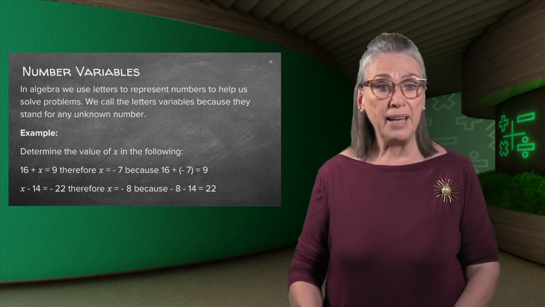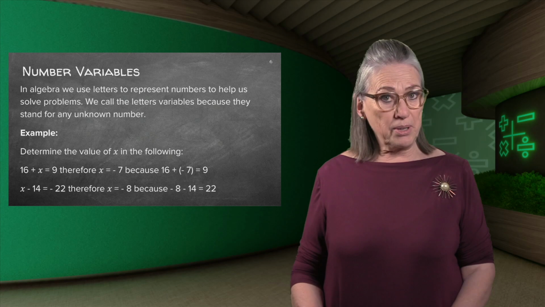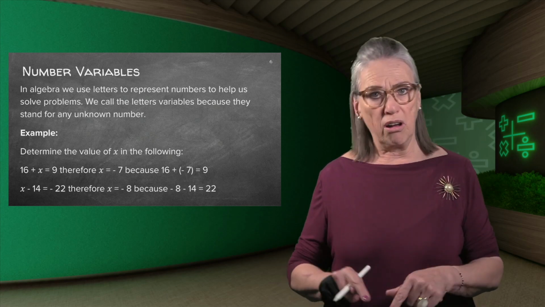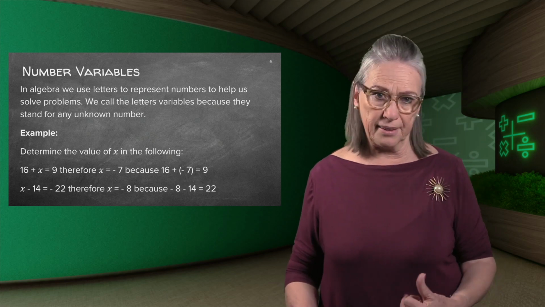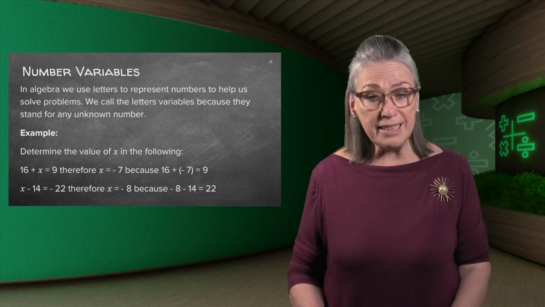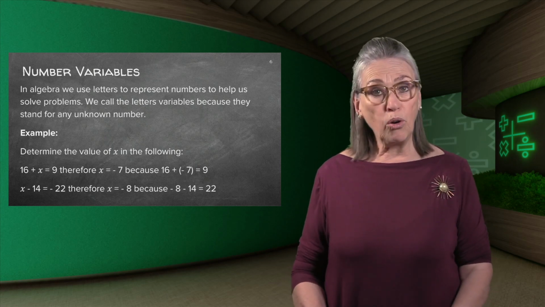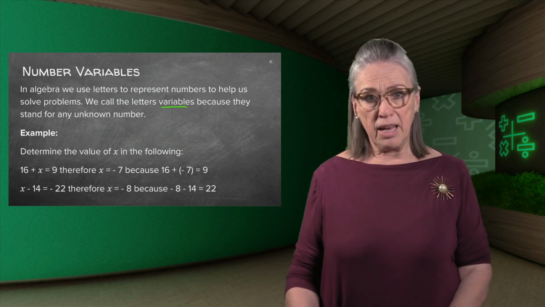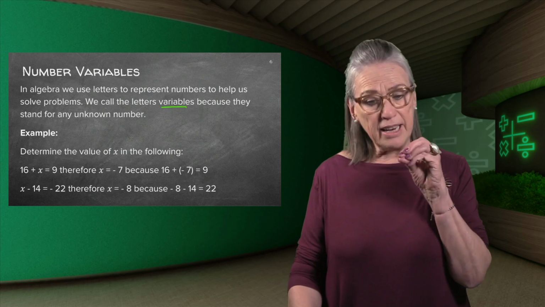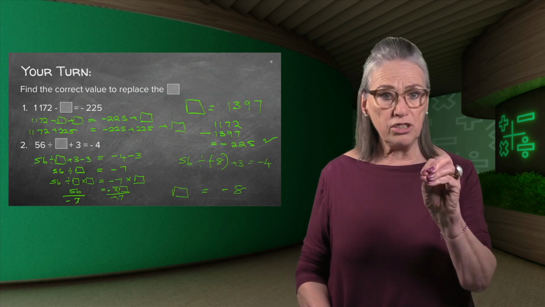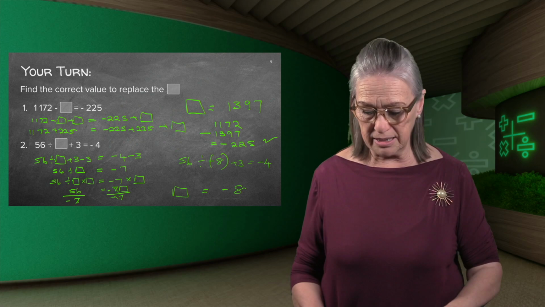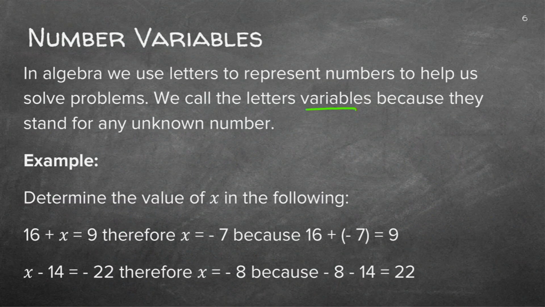Now, number variables. In algebra, we don't use these blocks or a heart or a star like we've just done. In algebra, we use letters to represent numbers to help us to solve problems. And we call these letters variables because they stand for an unknown number. Like these blocks, they stood for a number that we still had to work out. But it's much easier to work with a letter of the alphabet. So look at this example. Determine the value of x in the following.